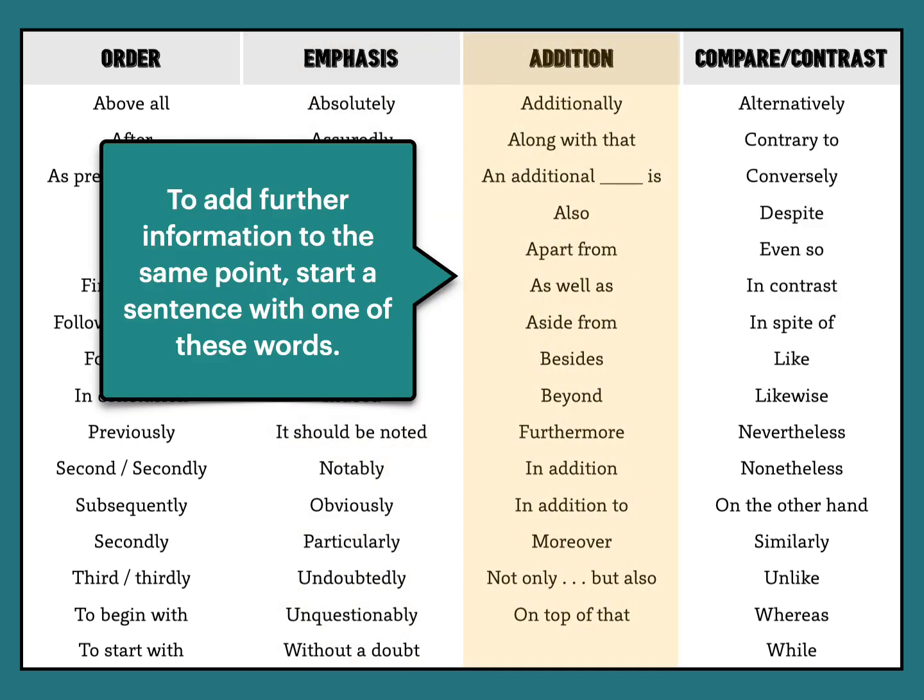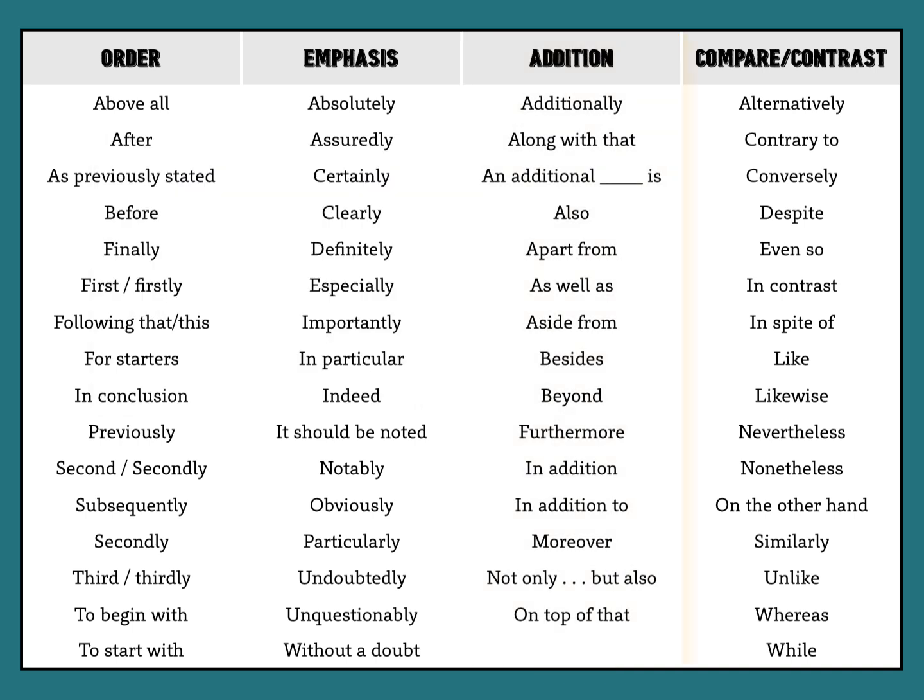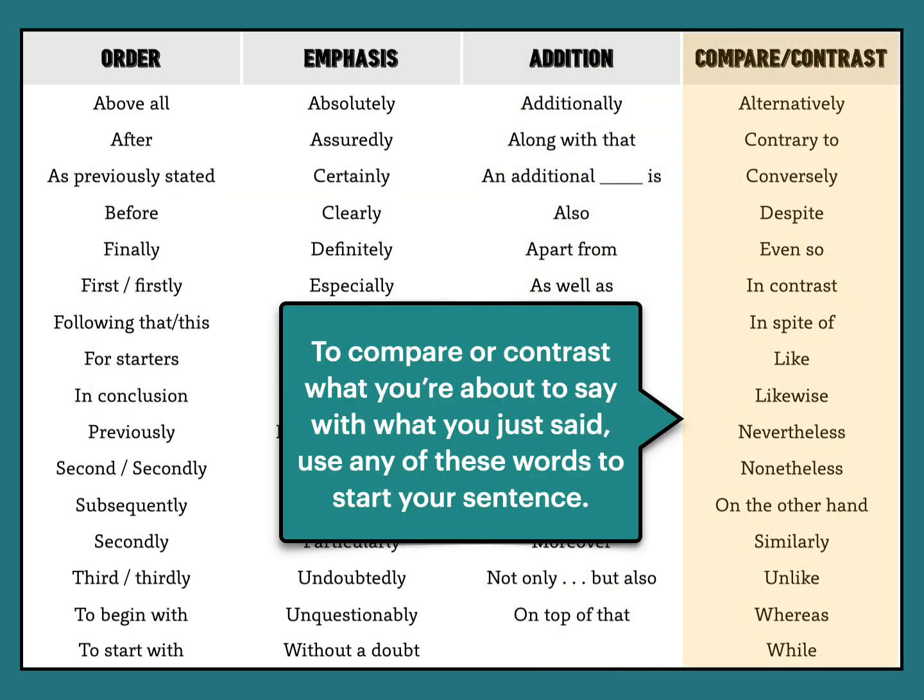If you want to add further information to the same point that you just made, start a sentence with one of these addition words. As well as blah, blah, blah. In addition, blah, blah, blah. And to compare or contrast what you're about to say with what you just said, use any of these comparing or contrasting words to start your sentence.